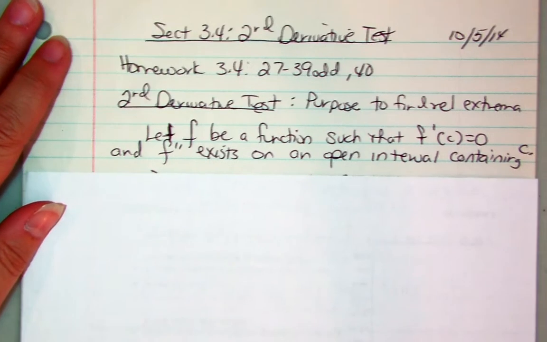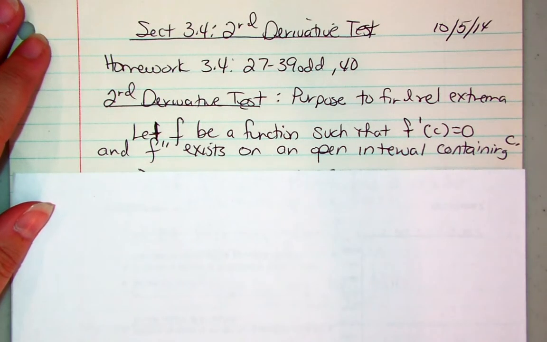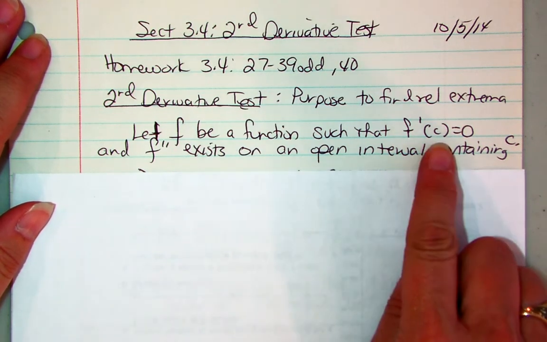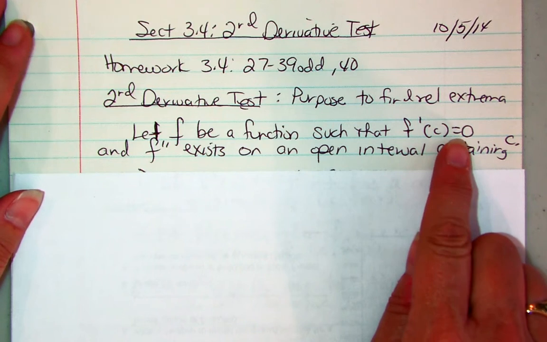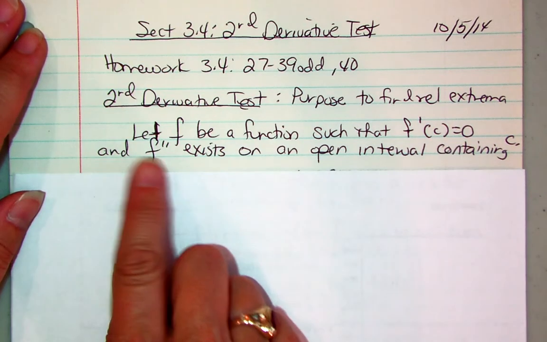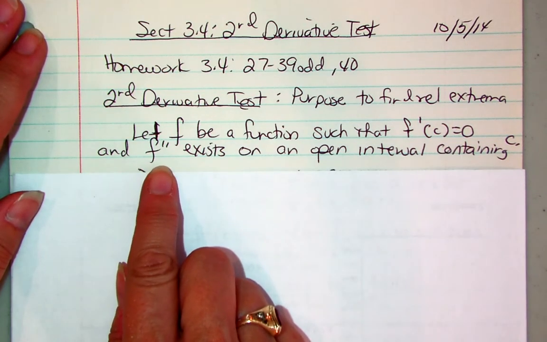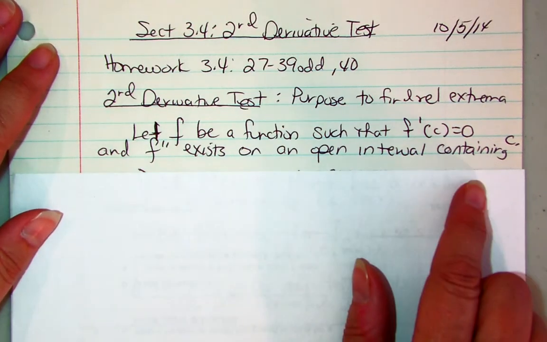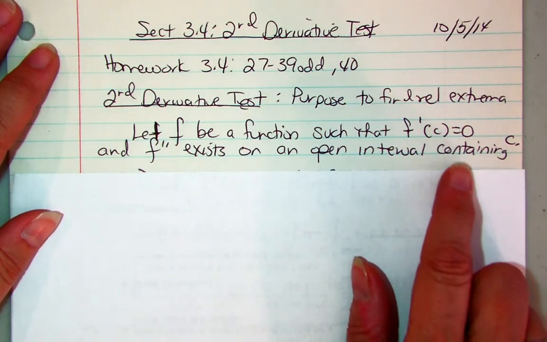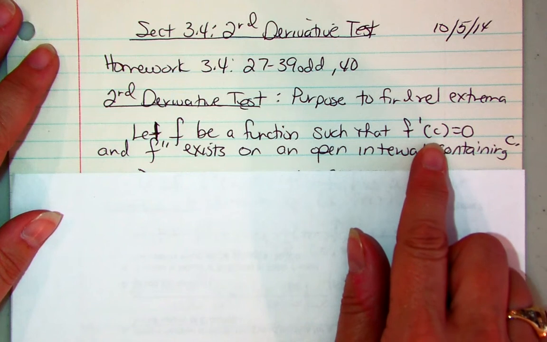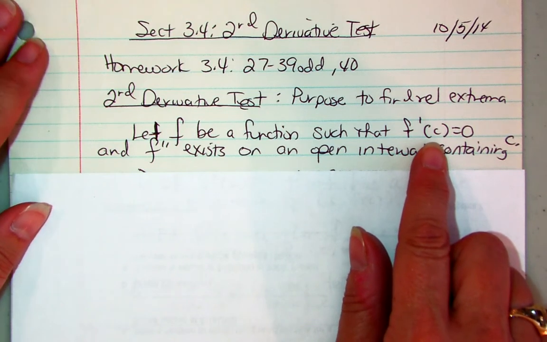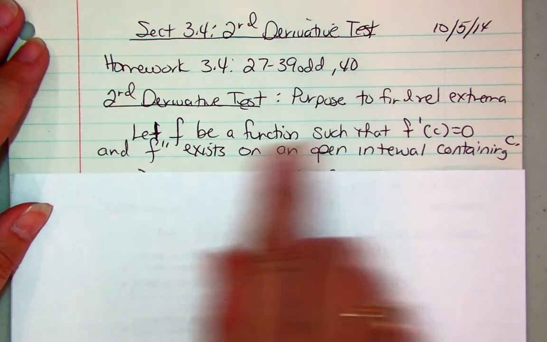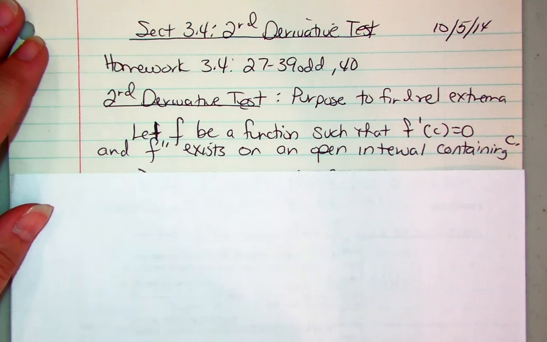Let f be a function such that f prime of c is equal to 0. In other words, critical numbers found by setting the first derivative equal to 0. And the second derivative, f double prime, exists on an open interval containing c. So that means in this open interval that contains the c on the first derivative, it can have no sharp turns. Otherwise, this would not exist.